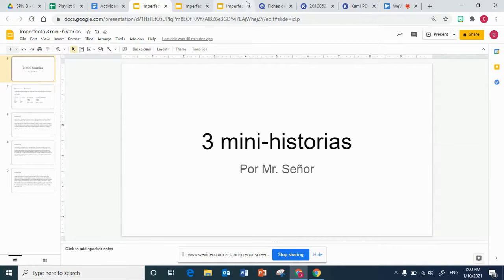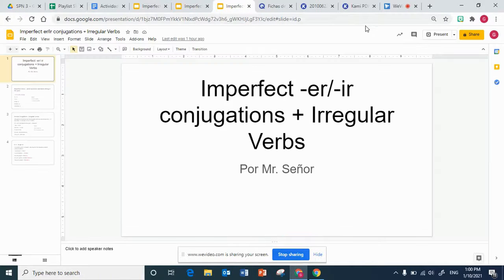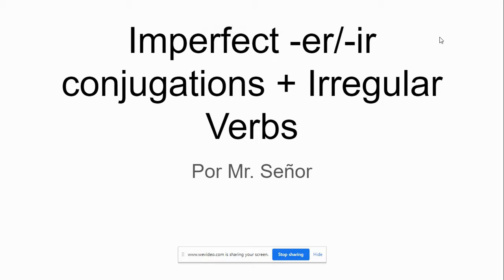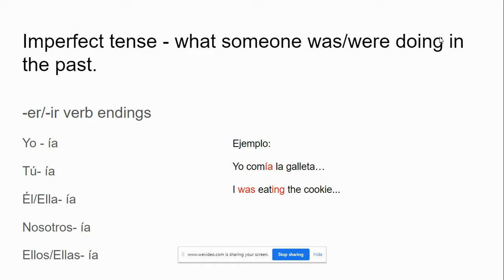I'm going to find the slide. There we go. We're going to go over ER-IR conjugations for the imperfect tense. Last week we learned the AR verbs, which is all of the abas. Now we're going to learn how to conjugate ER-IR verbs and the two irregular verbs that we are going to study for the imperfect tense.